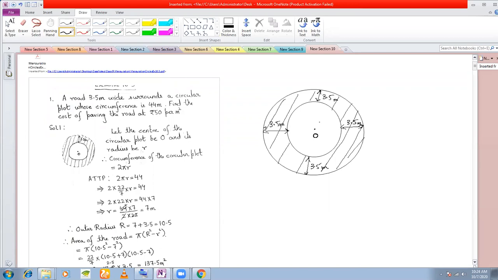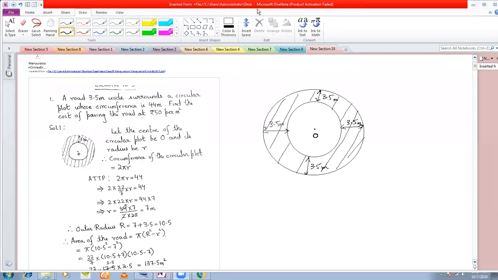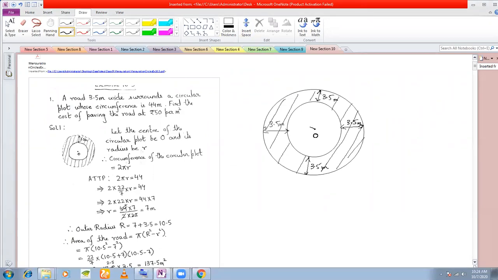Okay. The question is, find the cost of paving the road at 50 per meter square. Now, what does this mean? The cost of paving the shaded area is 50 per meter square. That means if I can find this shaded area, I can multiply by 50 to get the total cost, right? I know the width of the road and I know the circumference of the smaller circle, so I can find the radius of the smaller circle.